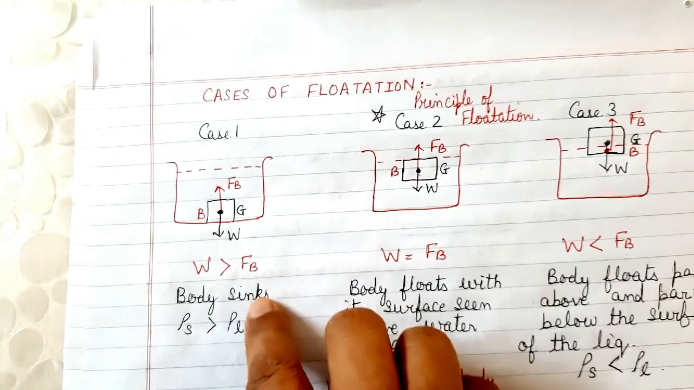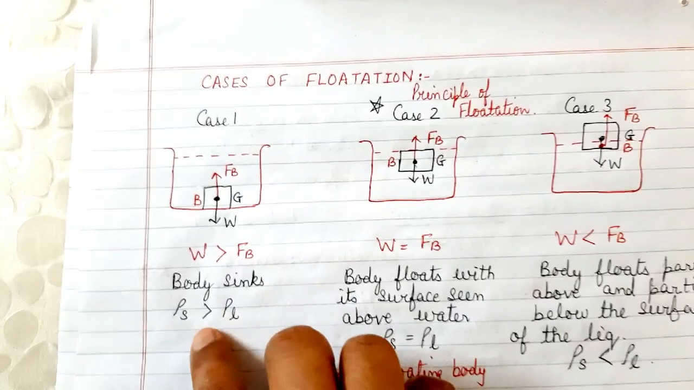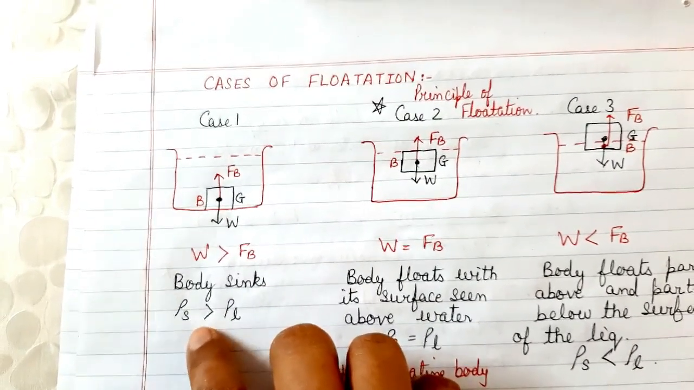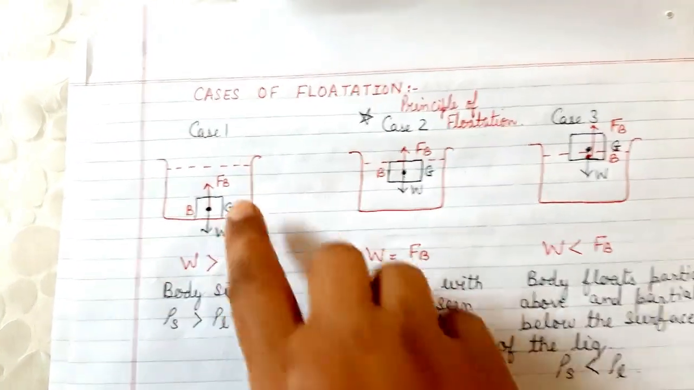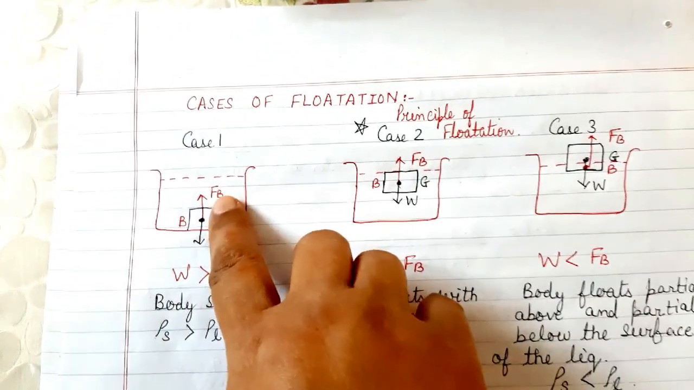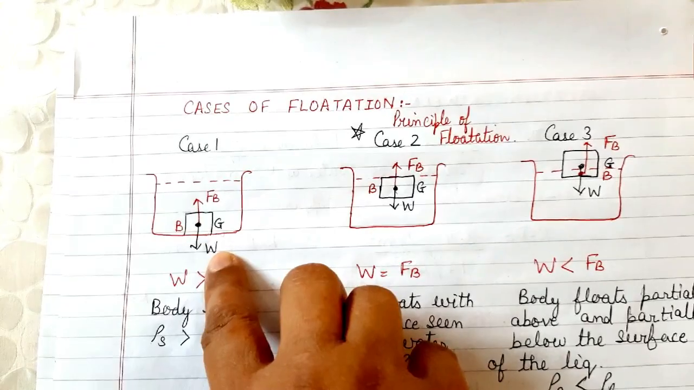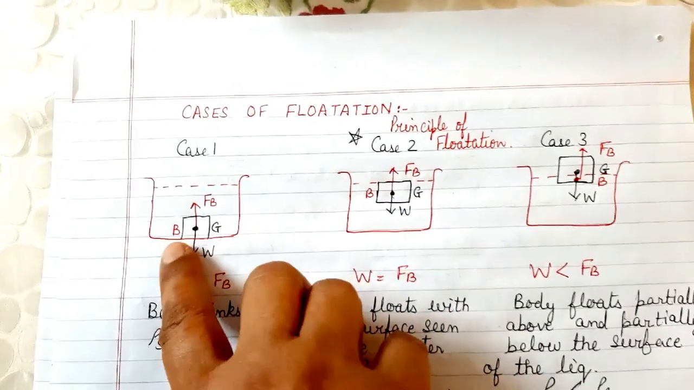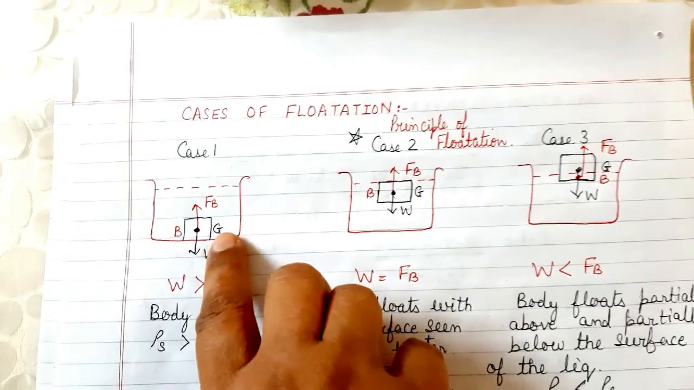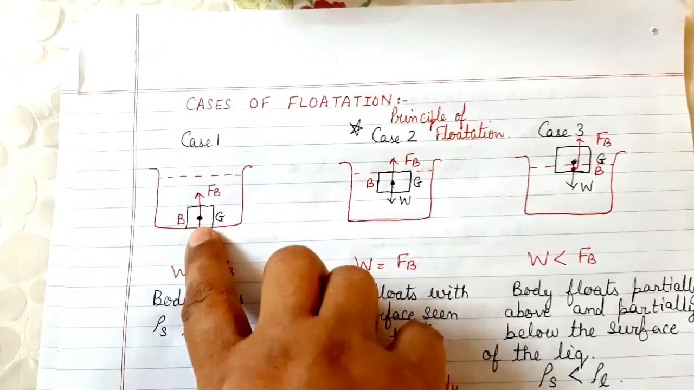And therefore the body sinks. And one more thing for you to remember over here is that the density of the solid is greater than the density of the liquid, so it sinks. And you can see that I have drawn it. This is the buoyant force, this is the weight of the body, and if you remember, I have already discussed what is B and what is G. This is center of buoyancy and this is center of gravity at the same point.